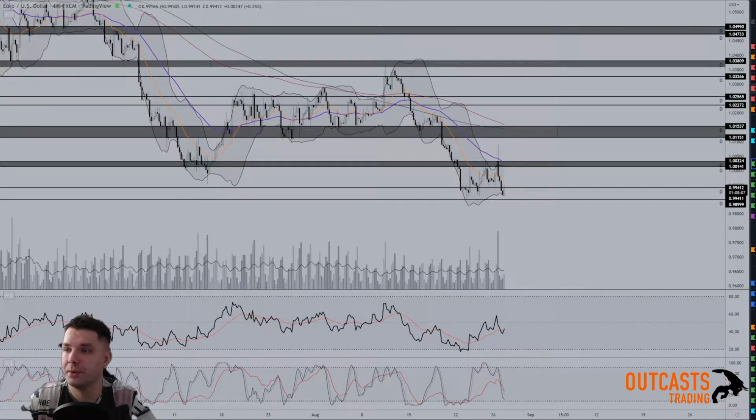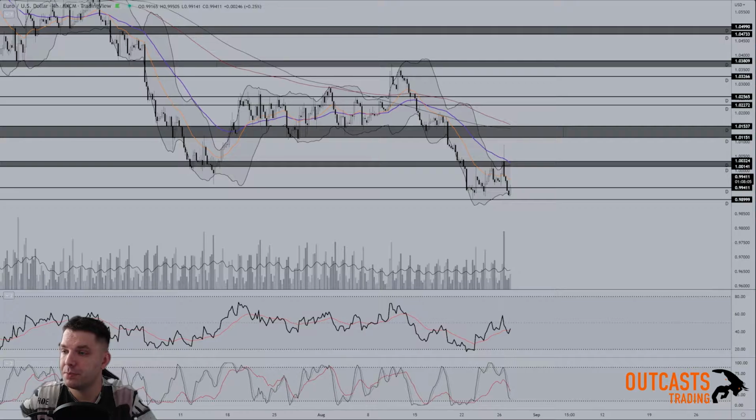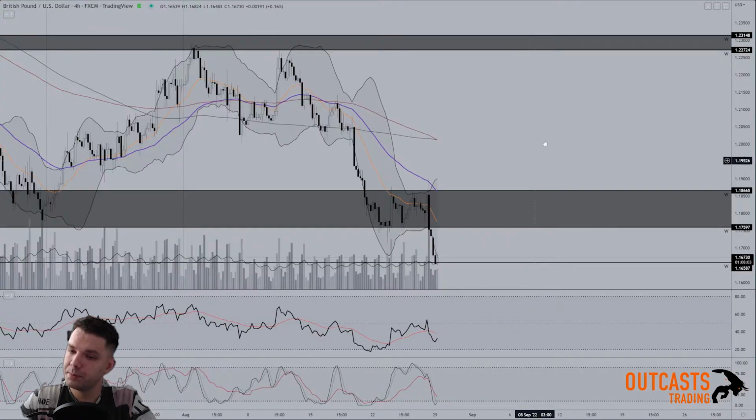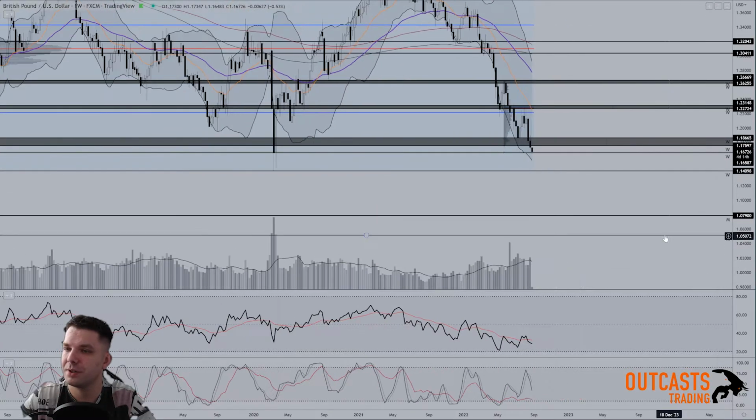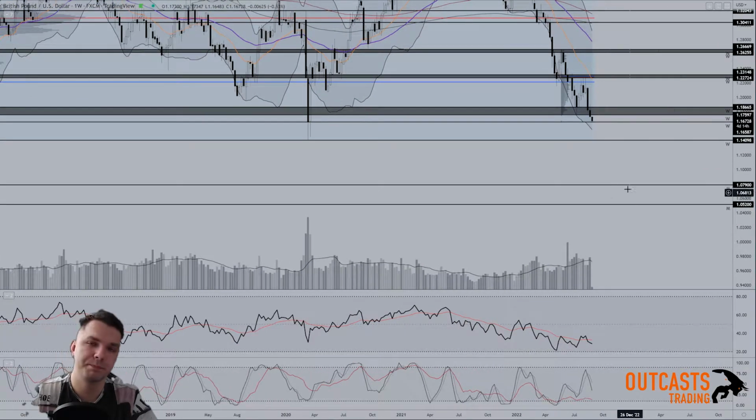Let's go right now to GBP USD. So GBP got a nice reaction. This is almost the same chart, almost, but not the same.